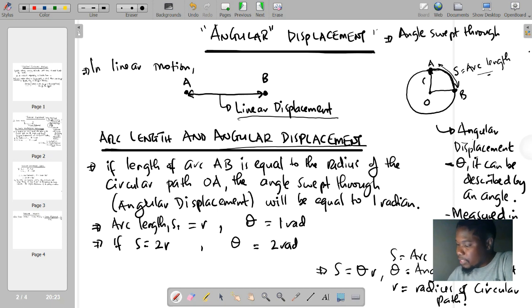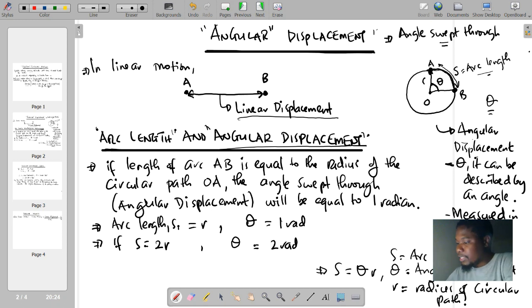This is why angular displacement, if we were to describe it in our scenario here, will be described by the angle theta. In other words, the amount of distance this person has covered from point A to point B can be described by how much angle we have swept through. That angle we have covered is what we call the angular displacement, and the symbol for angular displacement is theta. We describe it in terms of the angle swept through in covering a certain amount of distance around a circular path.